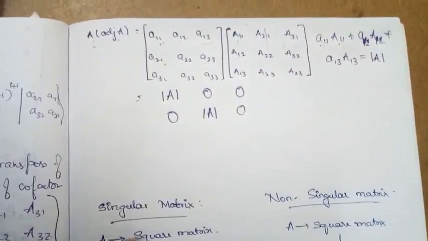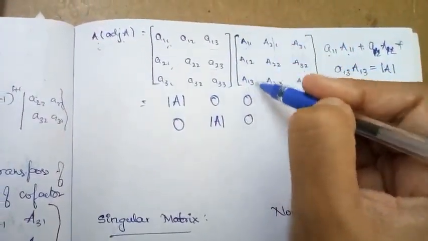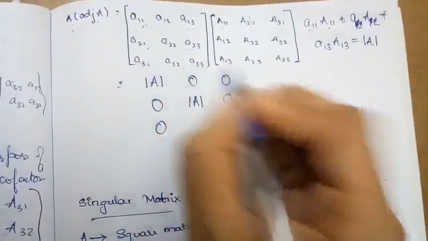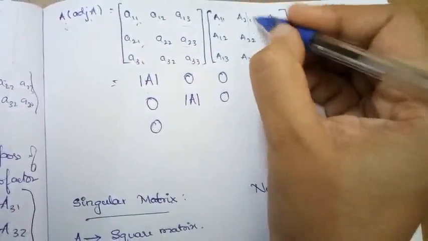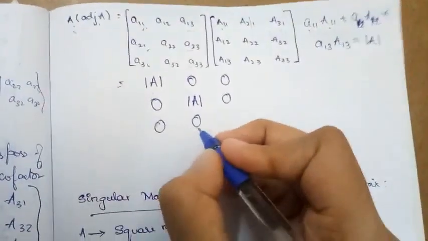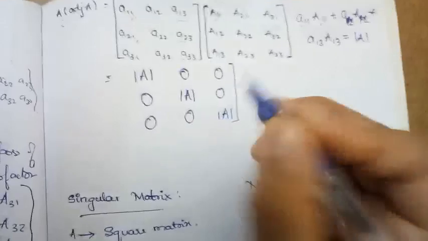Here the third row elements multiplied with the cofactors of the first row elements, the value is 0. The third row elements multiplied with the cofactors of the second row elements, the value is 0. The third row elements multiplied with the cofactors of the third row elements, so the value is determinant A.